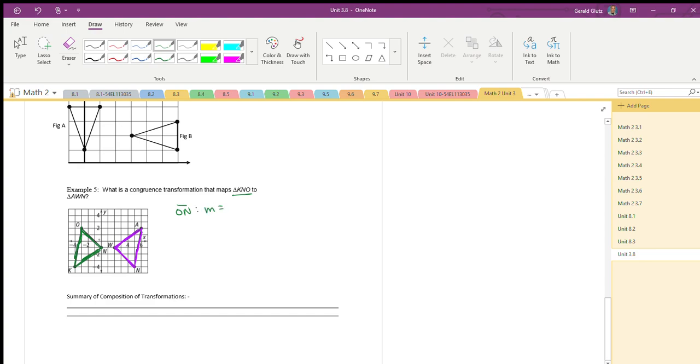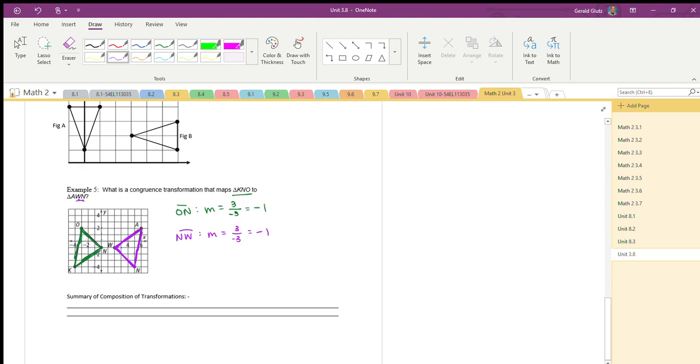So if I start at the bottom, I go up 1, 2, 3. Then I go left 1, 2, 3. So left is negative. So 3 divided by -3 is -1. So the slope of ON is -1. So now I have to figure out which side is corresponding to ON. So ON were the last two letters. The last two letters here are NW, so I'm going to use NW. So if I find the slope of NW, I go up 1, 2, 3, left 1, 2, 3. So up 3, left 3. Again, we get -1. So we have the same slope.